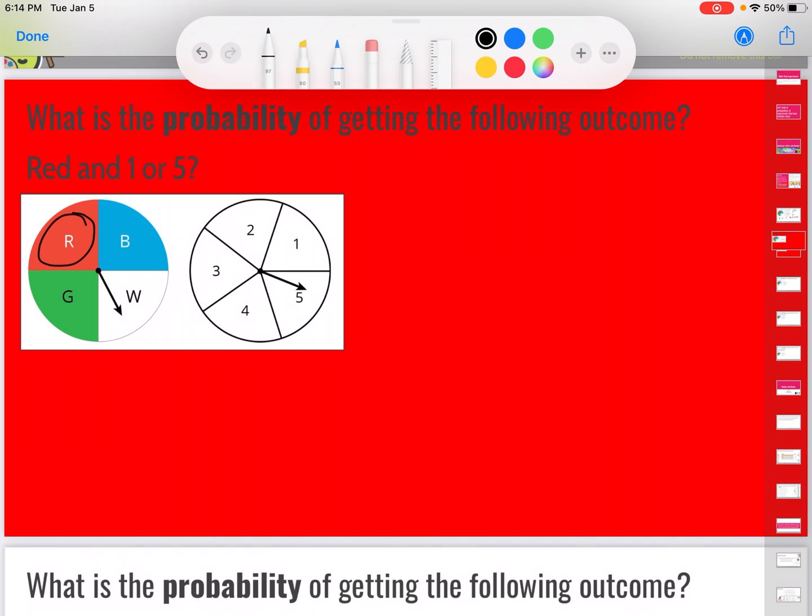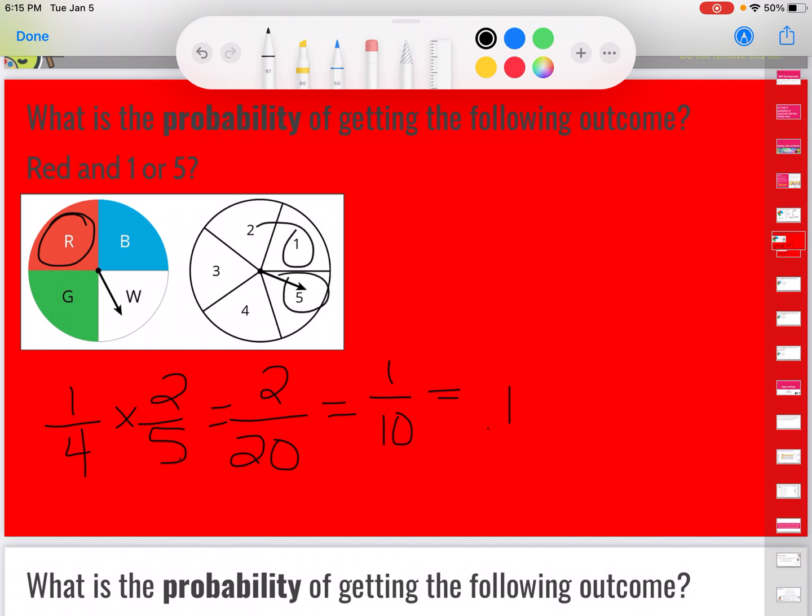So what is the probability of getting the following outcome? A red and a 1 or 5. So a red would be a 1 out of 4, and then a 1 or a 5 would be 2 out of 5. So I'm going to multiply these. So 1 times 2 is 2, 4 times 5 is 20. So 2 out of 20 would also reduce to 1/10, which could also be 0.1 or equal to 10%. So all of these are equivalent. They're all equal to each other. They're just in different forms: fractions, decimals, and percents.